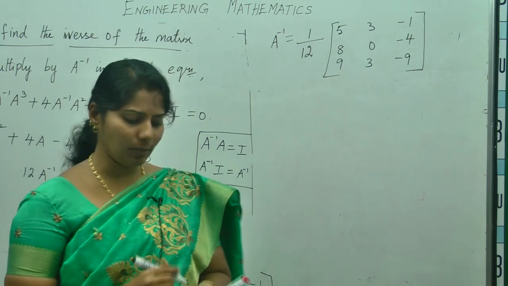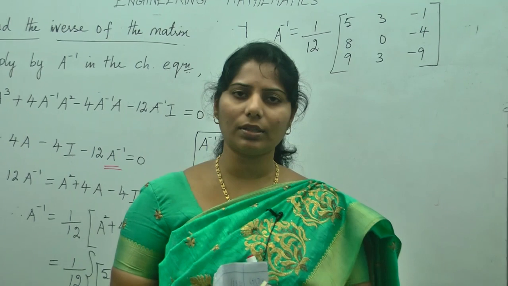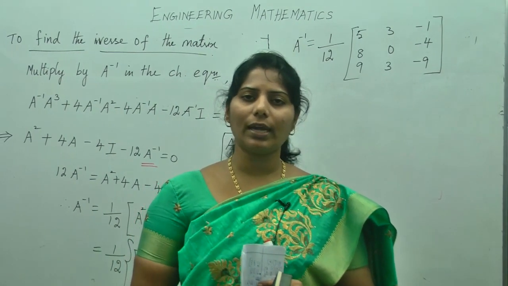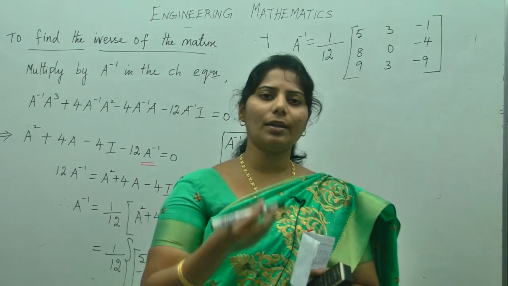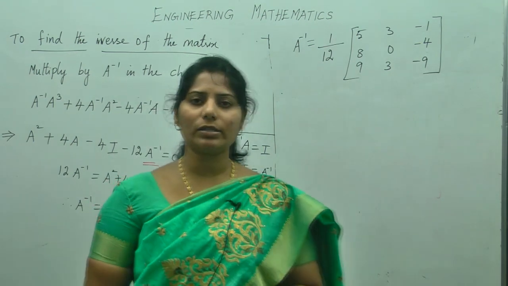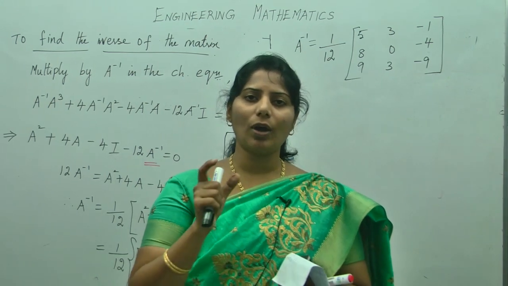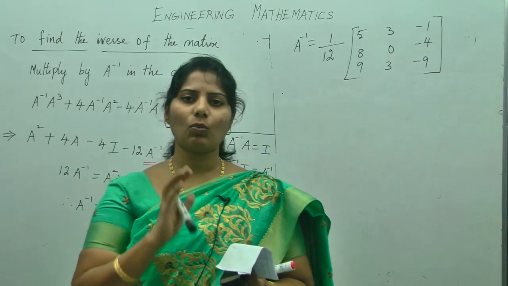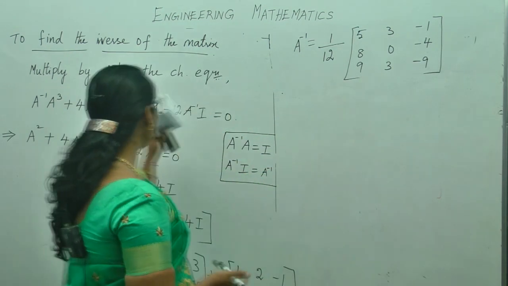So for a 16 mark question, first they'll ask you to verify the Cayley-Hamilton theorem and hence find the inverse. How to verify the Cayley-Hamilton theorem? You need to find the characteristic equation and replace lambda by A. After finding A cube, A square and the identity matrix, you will simplify it. Finally, you have to get the zero matrix. Once the Cayley-Hamilton theorem is verified, you need to find the inverse part.